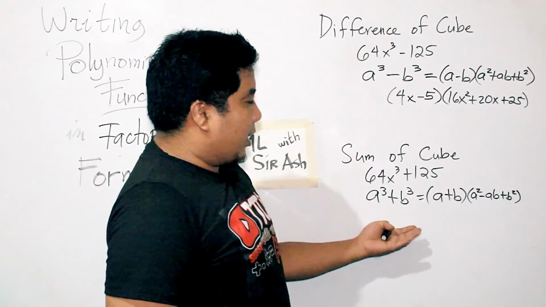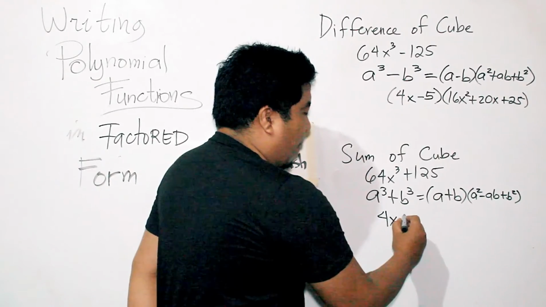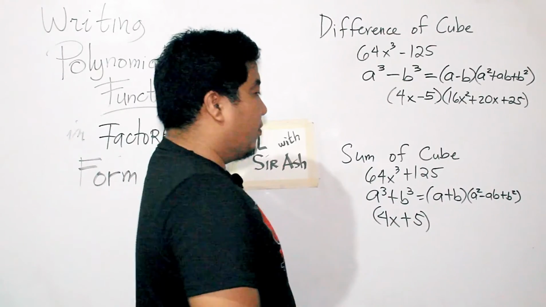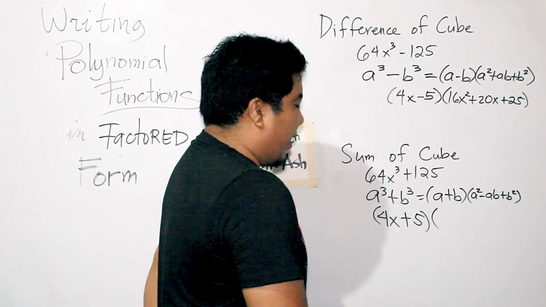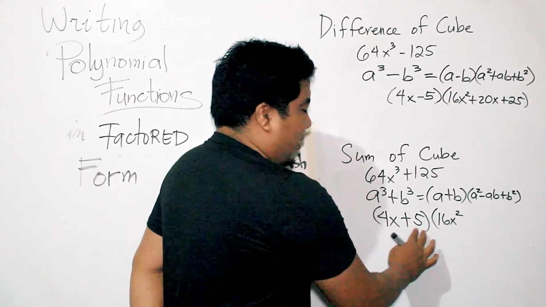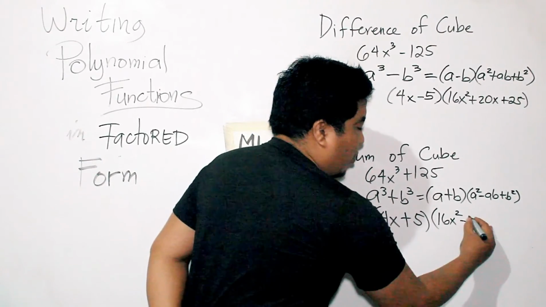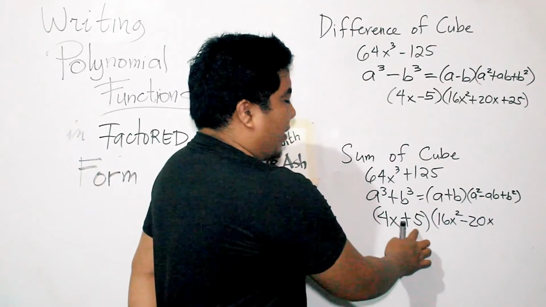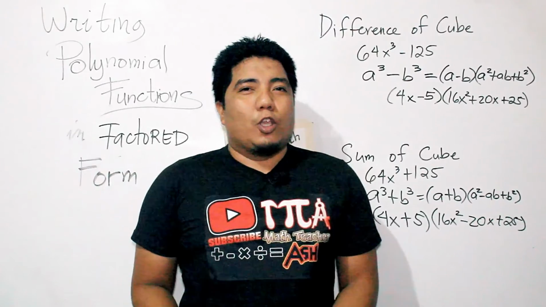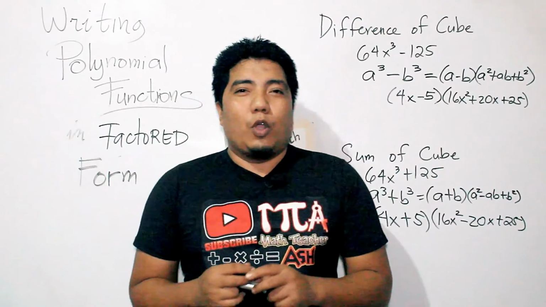Now, in this part, the same concept applies, so it is 4x plus 5, because we are using the sum of two cubes. And then the trinomial is the square of 4x, that is 16x squared. Then the product, 4x times 5, that is 20, but we will use minus, so minus 20x, and then 5 times 5, that is positive 25. So you now have the factors for your difference of two cubes and your sum of two cubes.